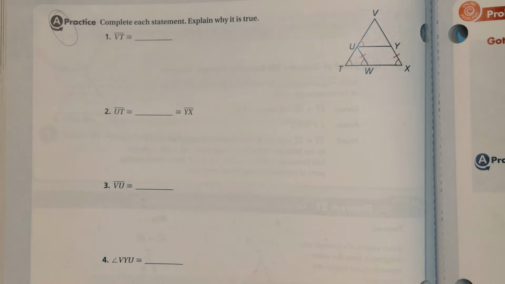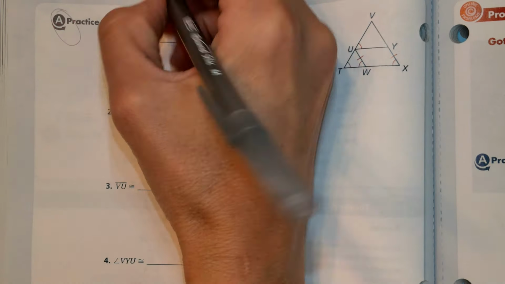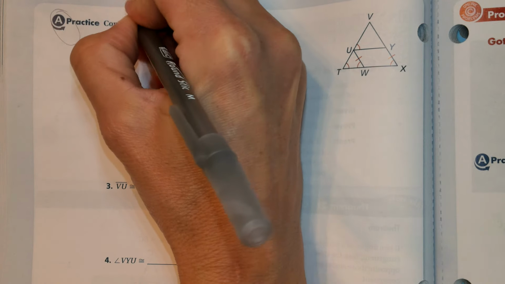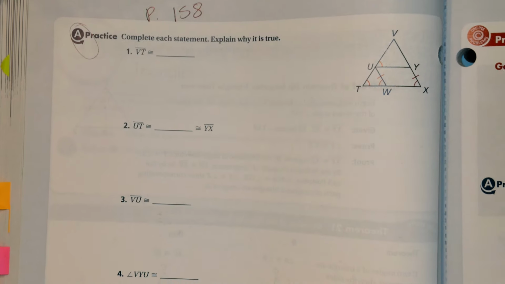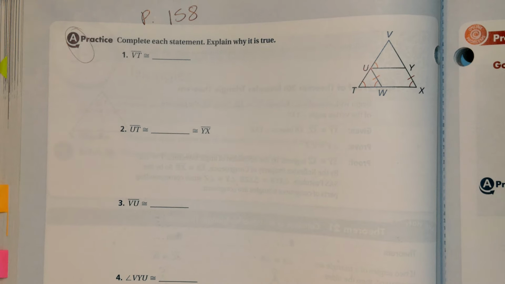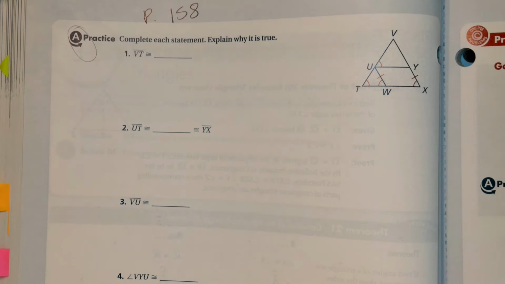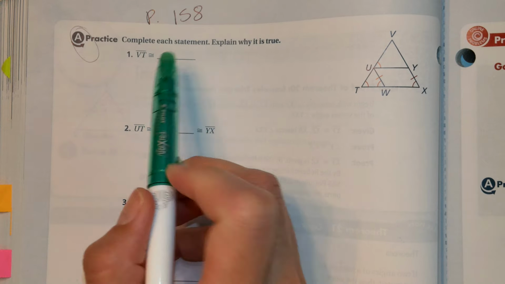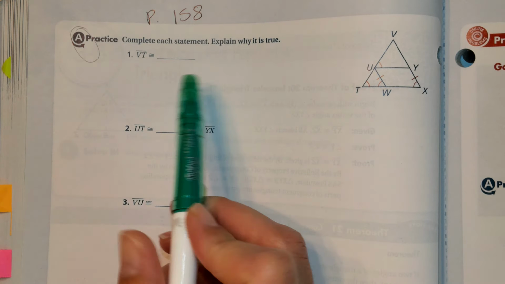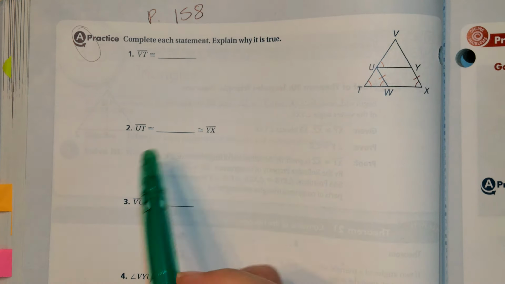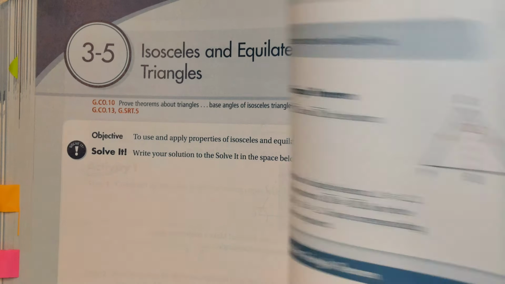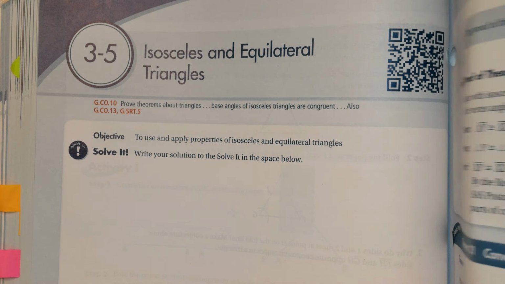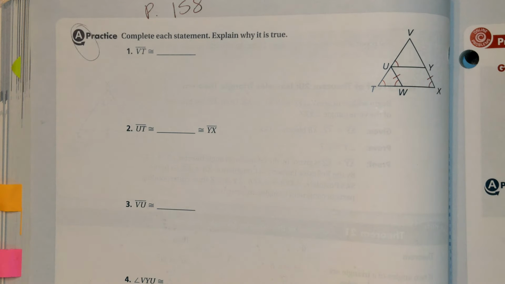All right, so now we're moving on to the next page. This is page 158. Remember that you'll have to include these pictures at the end of the week when you turn in notes. So this one is having us complete each statement with congruency statements. Explain why it is true. So just a quick explanation like isosceles triangle theorem or converse of the isosceles triangle theorem.